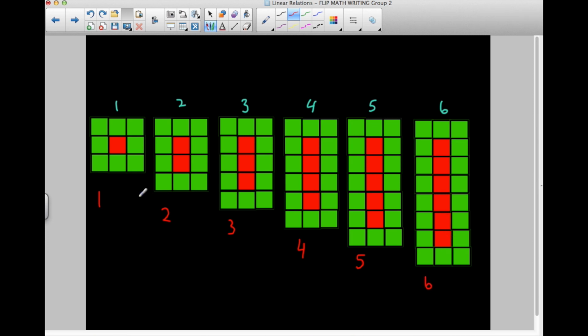6 red blocks. It looks like I am adding, right? I'm adding 1 red block. 1 plus 1 is 2. 2 plus 1 is 3. 3 plus 1 is 4. 4 plus 1 is 5. And 5 plus 1 is 6.